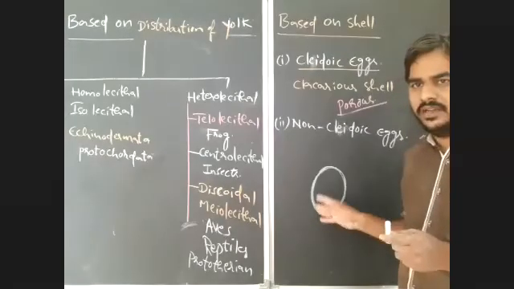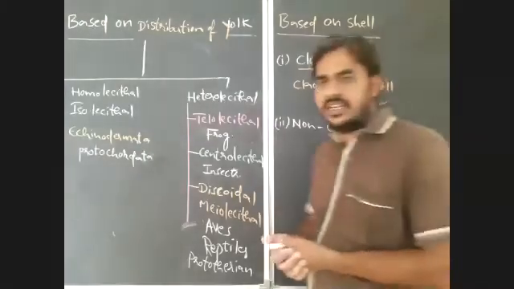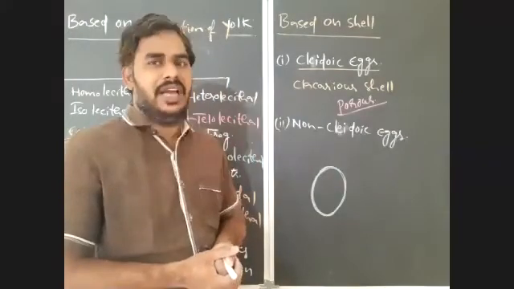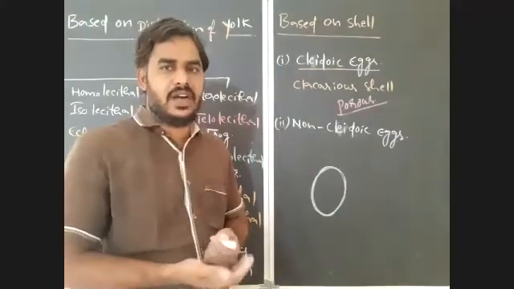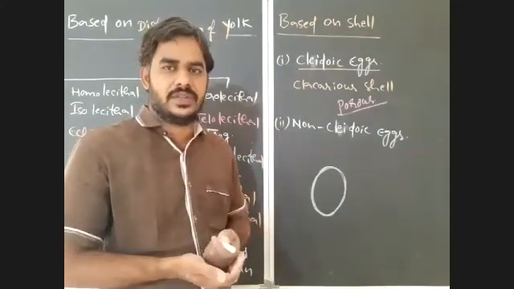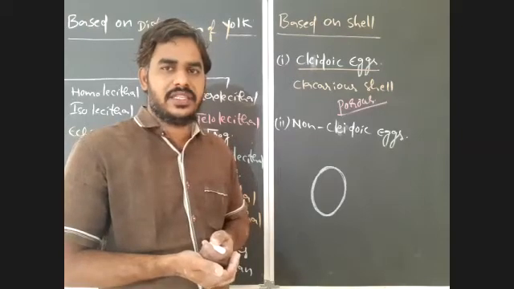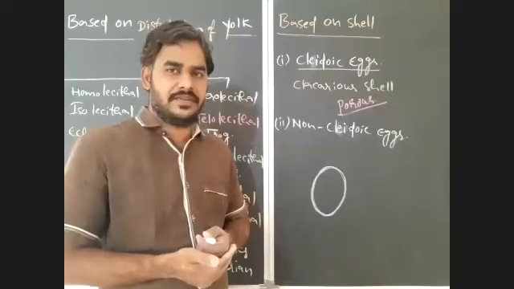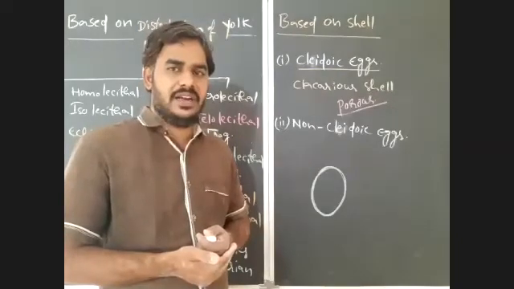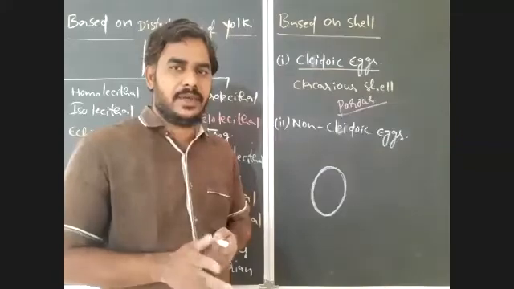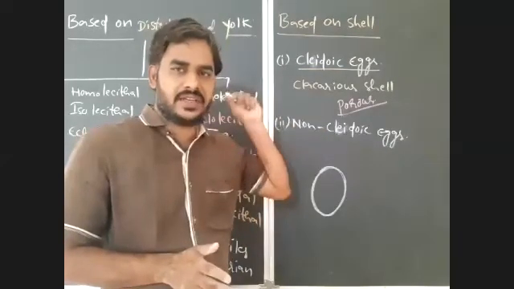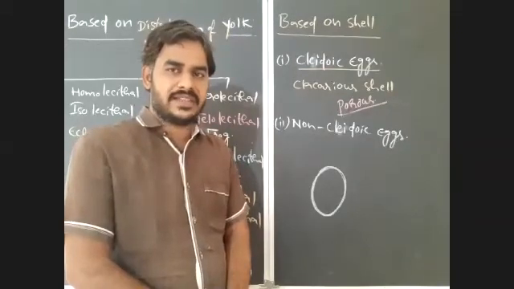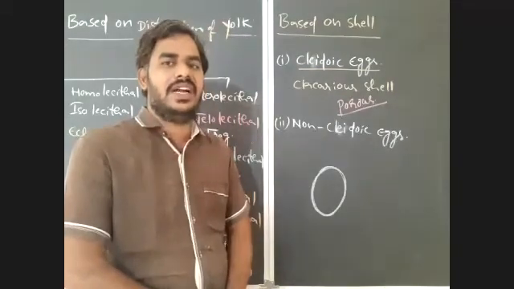Only then can the terrestrial animals lay the eggs and successfully hatch them and produce offspring. Otherwise, there is no chance for the continuity of terrestrial oviparous animals on the earth. It is not possible without the cleidoic nature of eggs. So you have to remember that all terrestrial oviparous animals lay this type of eggs, cleidoic eggs.